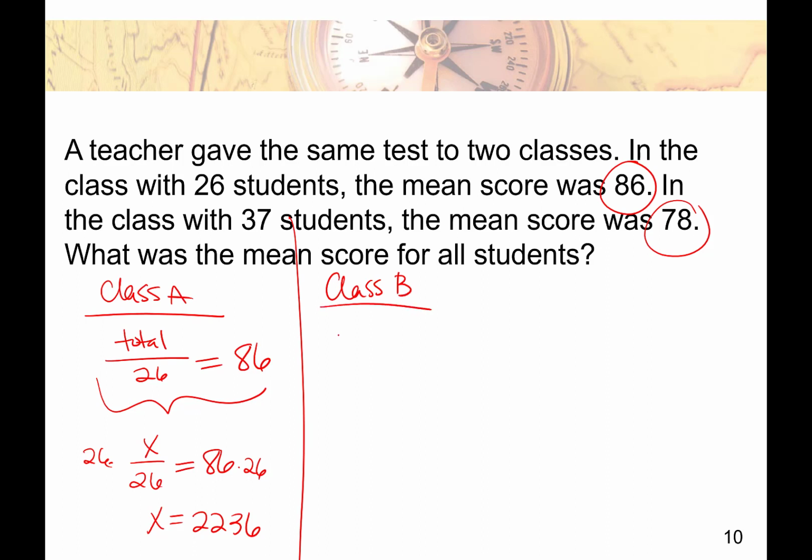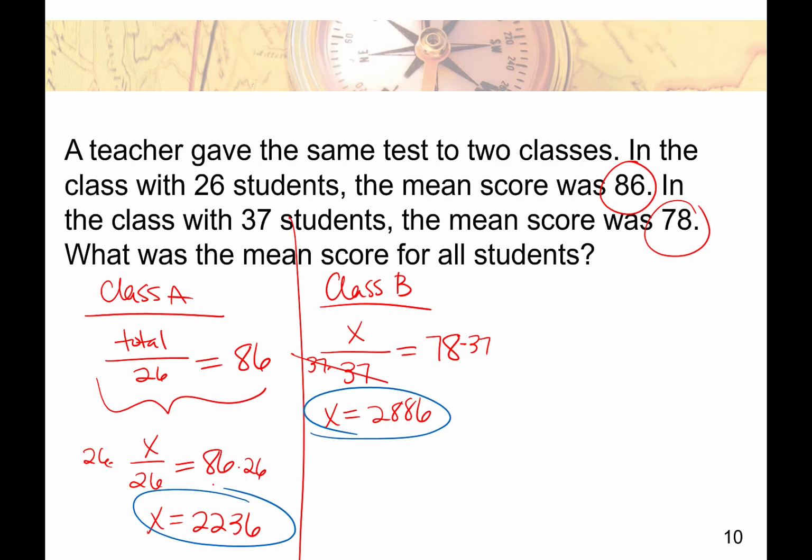Okay, we're going to do the same thing, except we're going to take the information from Class B. We know that whatever the total is, I'm going to call that x again. This time, when the total is divided by 37, it equals the average of 78. I'm going to go through the same step, times 37 to both sides, and x equals 2,886.